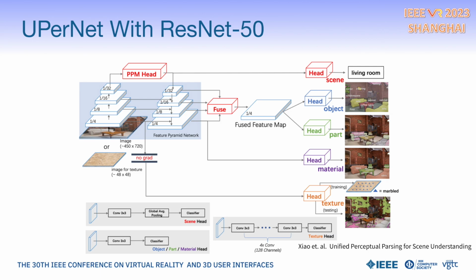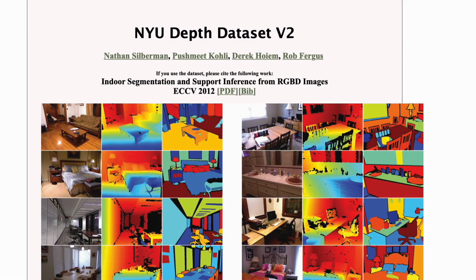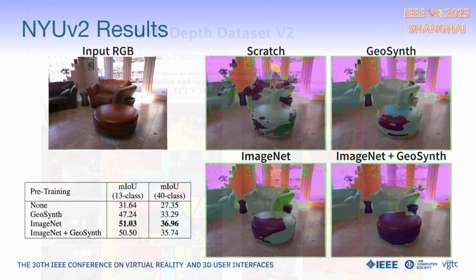To show an application of GeoSynth, we trained a semantic segmentation model and fine-tuned it on the NYU v2 dataset. On the top left, we have training from scratch. Top right is training from GeoSynth. Bottom left is training from ImageNet. And bottom right is training from ImageNet, then GeoSynth. On the bottom left, we have a chart reporting the mean intersection over union performance over the test dataset. Pre-training on GeoSynth significantly improved performance over training from scratch. From ImageNet weights, GeoSynth does not improve the mean IOU score on the test dataset.